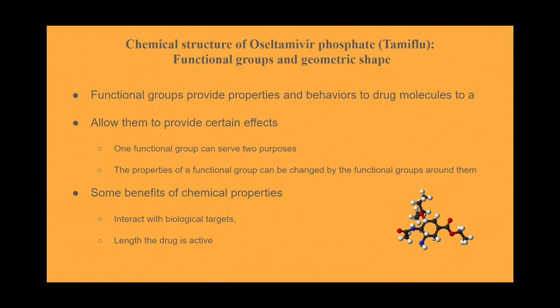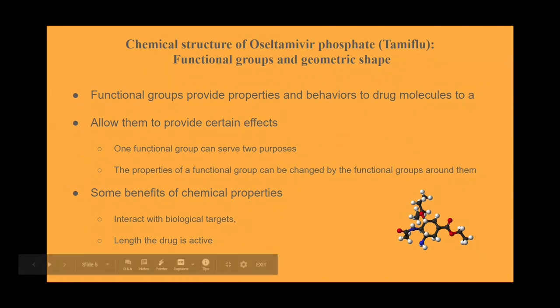Functional groups provide drug molecules with different properties and behaviors. This allows them to provide certain effects, such as a single functional group serving two purposes or properties, or the properties of a functional group being changed by the functional groups around them. Functional groups have three chemical properties: solubility, steric, and electronic effects. When adding a functional group to a molecule, all three of these chemical properties have to be taken into account because one can never be altered alone. Some of the benefits of these chemical properties include the ability to interact with biological targets and the length of time the drug is active being altered.